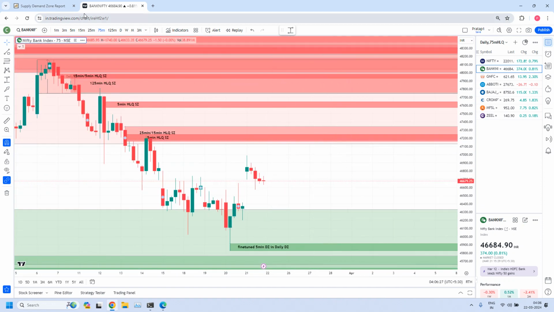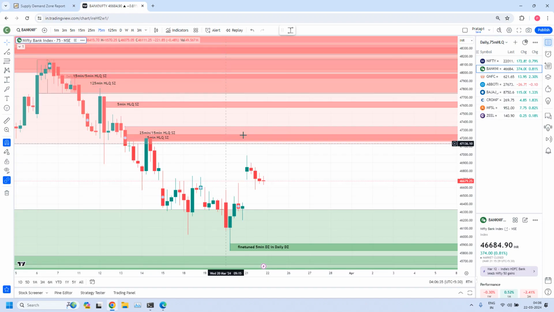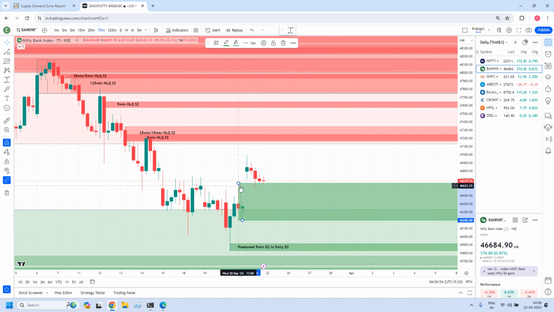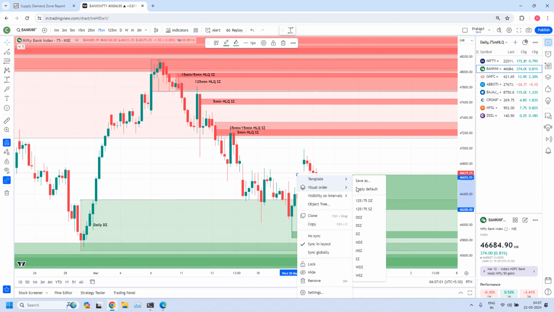In this 75 minutes time frame, when is the leg candle? At 11:45, yesterday's 11:45 candle. This is the one. After that, 2 base candles. This is a small size base candle. This is a medium size base candle. And this is the way institutions work. See the origin for this. Origin is a daily demand zone only. That point you should not forget.